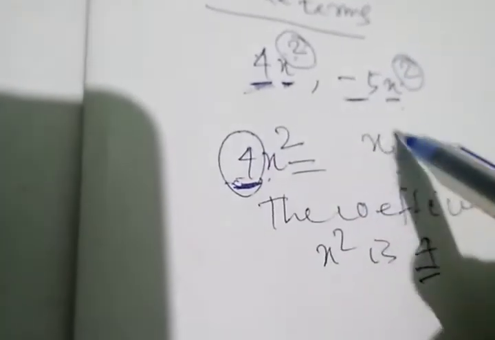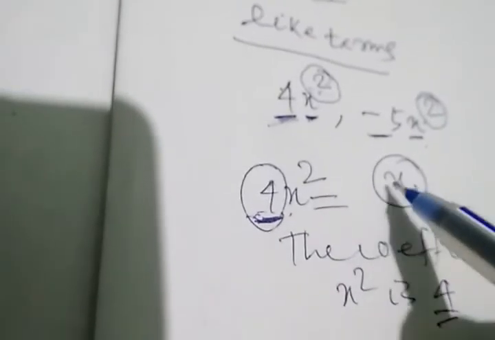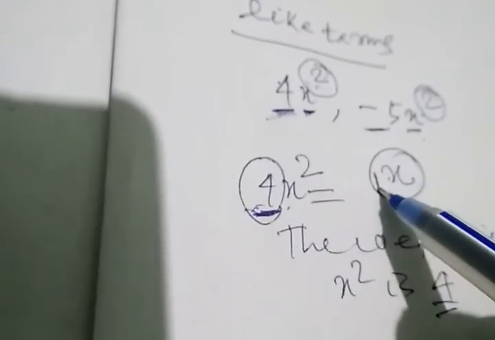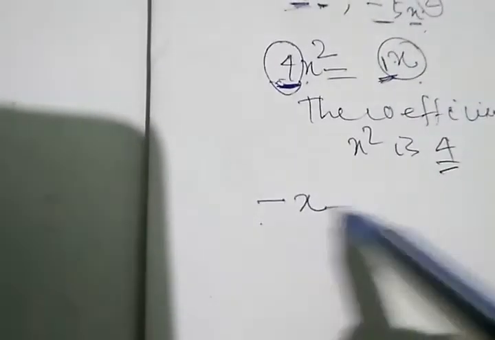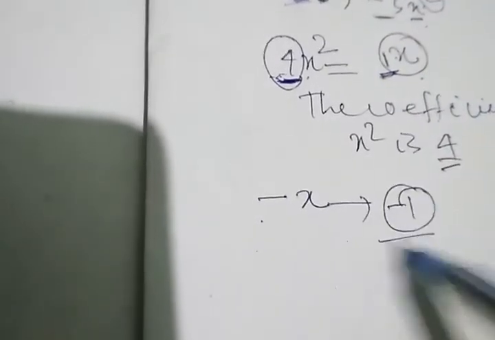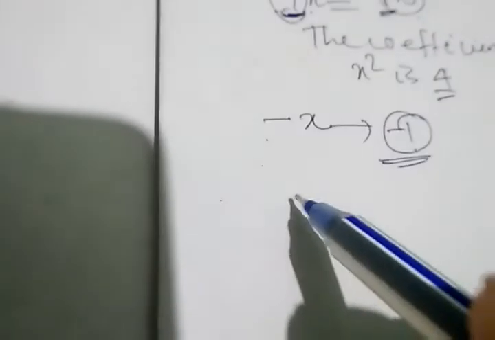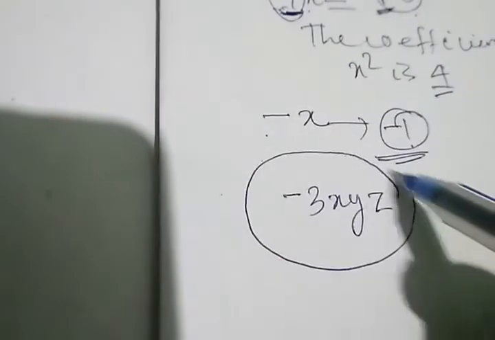And here you see the x. What is the numerical factor here? X means 1, so the coefficient is 1. Minus x. What is the numerical factor here? Minus 1. So this is called the coefficient. For an example, you tell me minus 3xyz. What is the coefficient here? Minus 3 is the coefficient, because minus 3 is the numerical factor. Clear? So in like terms we don't consider the coefficient.